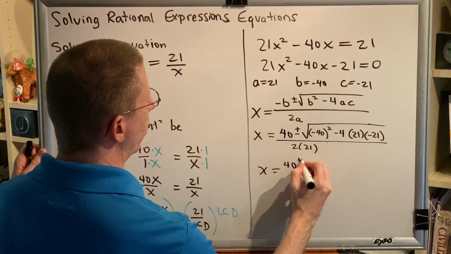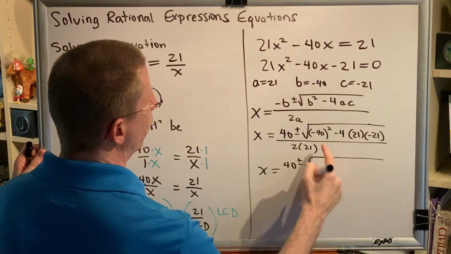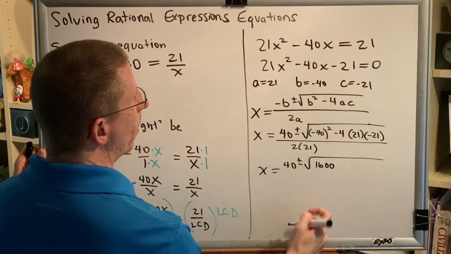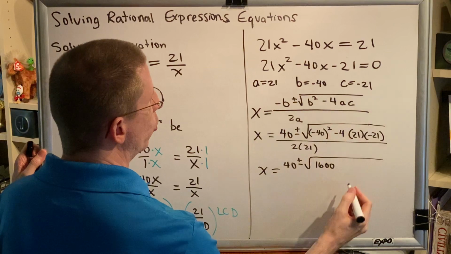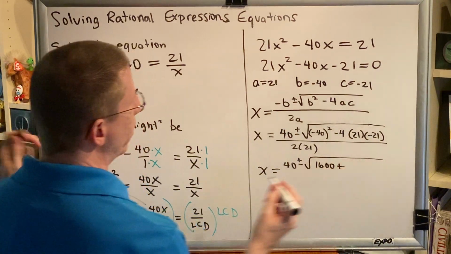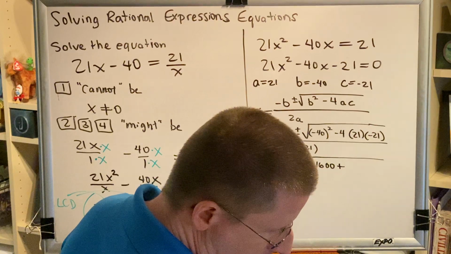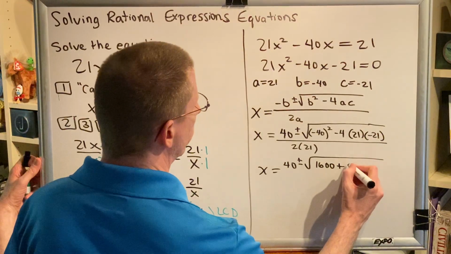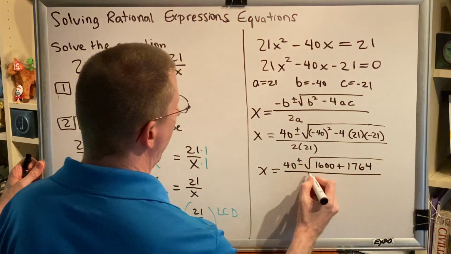40 plus or minus, a negative squared produces a positive, and 40 squared is 1,600. Counting the number of negatives after the exponent of 2, we see that there are 2, which is an even number, so we add. And we need to know what is 4 times 21 times 21. 1764. All divided by 42.